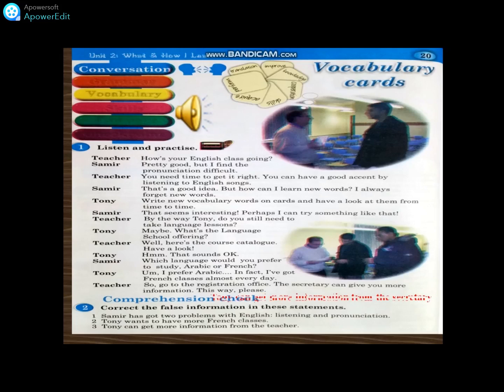Great. Number 3, Tony can get more information from the teacher. No, the teacher said, Tony can get more information from the secretary. In the text we have, so go to the registration office. The secretary can give you more information. Very good. Let's move on.